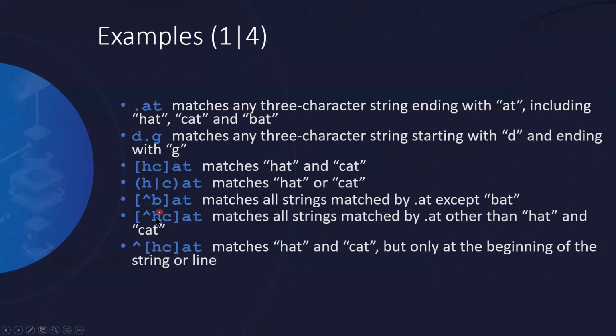Now, if we move the caret from inside the square brackets to outside the square brackets, its meaning has now changed to mean the beginning of the string. So this would match hat and cat, but only if they appear at the beginning of the string. So if C or H were the first character of the line.